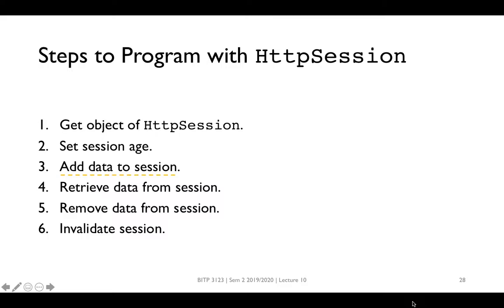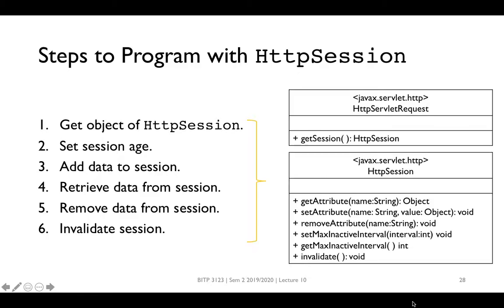Steps 4 and 5 are manipulating the session object, which is either to retrieve for further manipulation or remove it from the session object. In step 6, the session is invalidated when we no longer need it. Invalidate means data are unbound from the session. All these steps are achievable with the methods defined in HttpServletRequest and HttpSession.